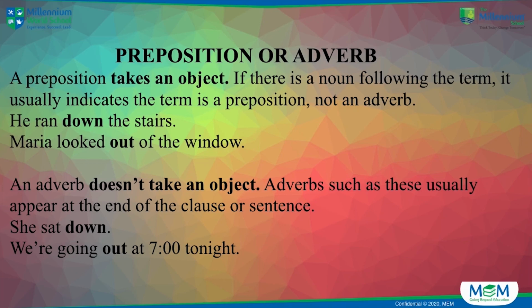We are going out at 7 tonight. Now 7 tonight is definitely not an object, so here it is an adverb. So you need to analyze. If you are given words in an exercise, whether it is a preposition or an adverb, the key thing that you need to keep in your mind is a preposition takes an object, whereas an adverb doesn't take an object.